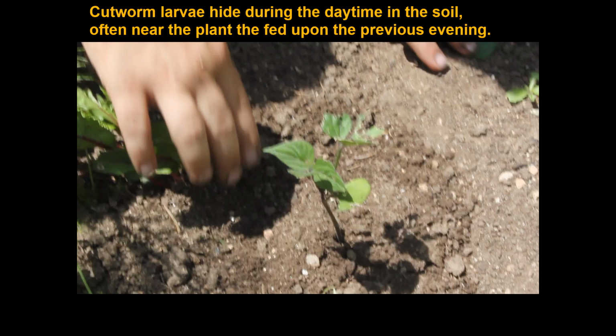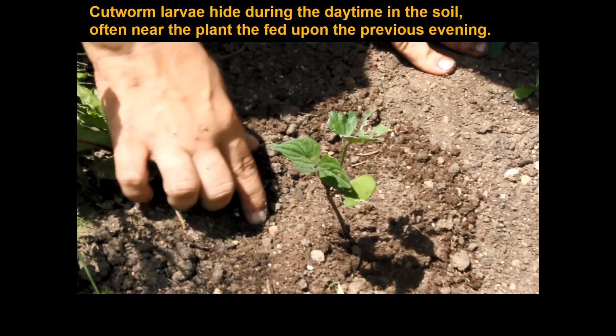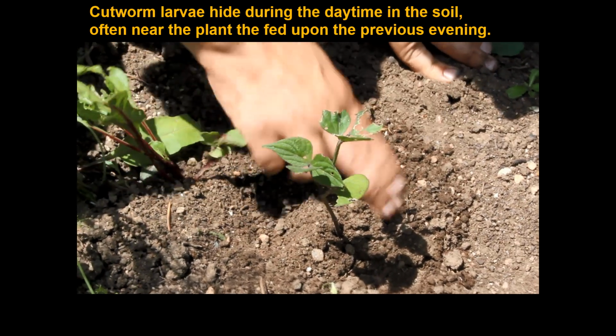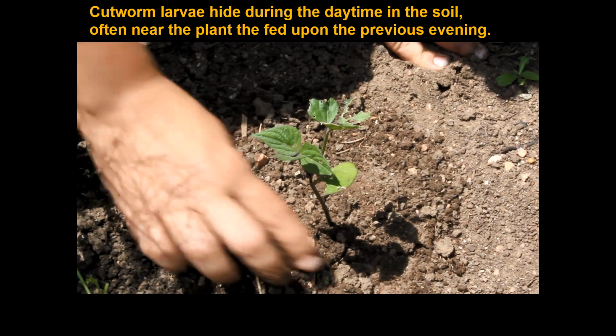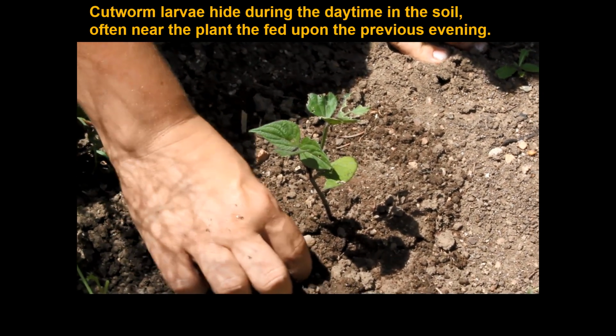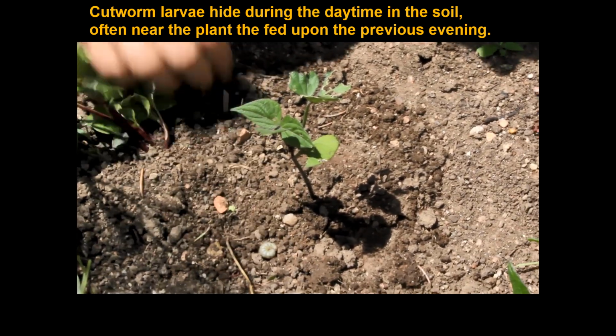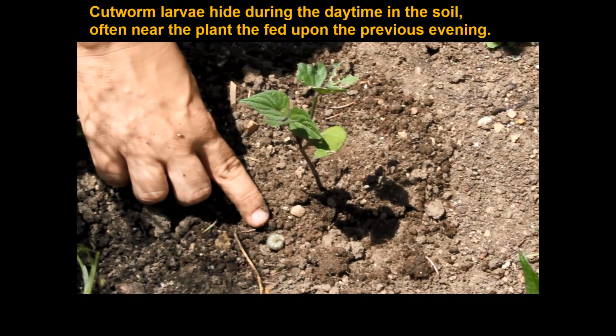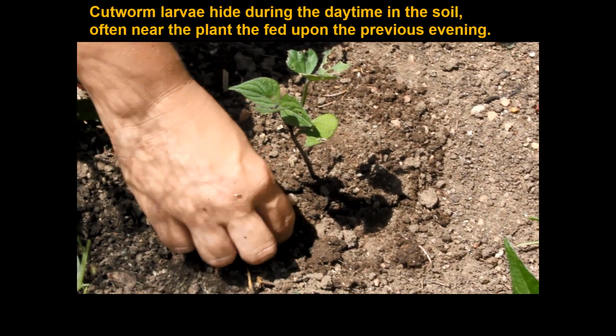Now they hide during the day, so you're not going to see them. They're usually hiding around the base of the plant, so if you dig around, you might be able to find them. So there's a cut bean plant, and you dig around somewhere around there, which is usually where you're going to find it during the daytime. So there's a little cutworm caterpillar there, a fairly good sized cutworm.